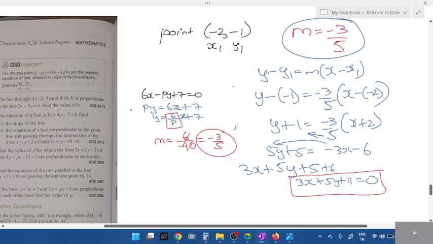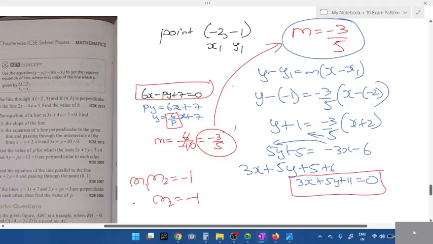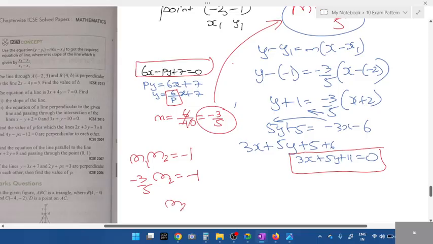So for second part of question, I'll repeat. This is the equation they've given. We solved, we took m value. Just because it is parallel, we kept it same. If it is perpendicular, we would have written m into m2 is equal to minus 1. m2 would have been minus 1 by minus 3 by 5, it would have been 5 by 3.